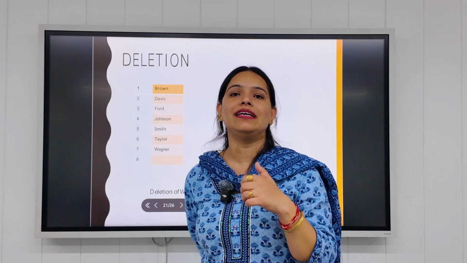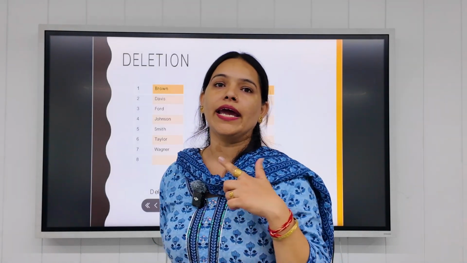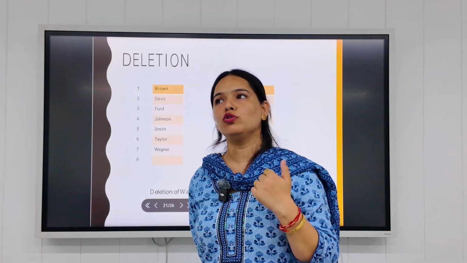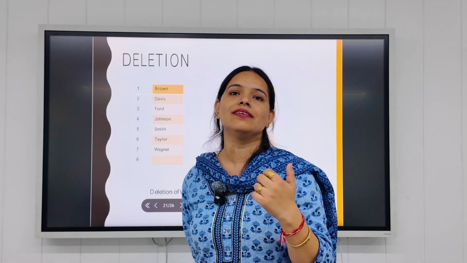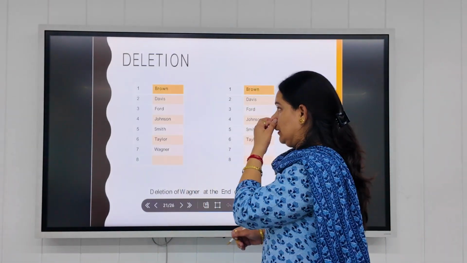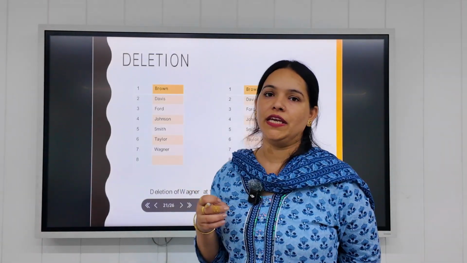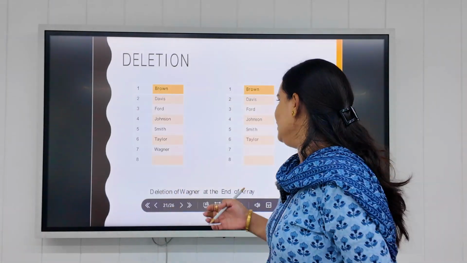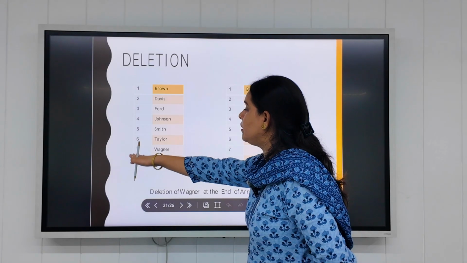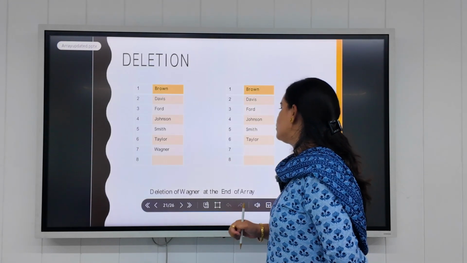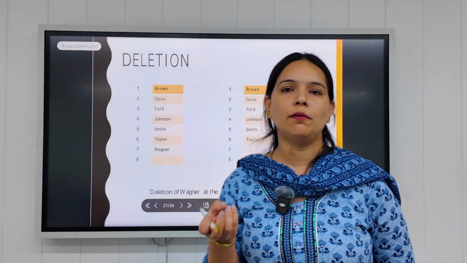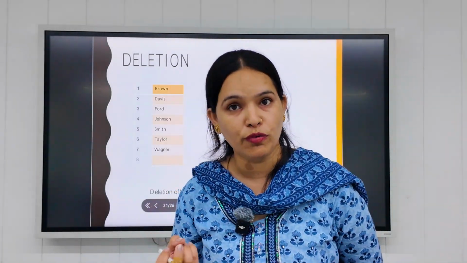We will perform deletion at the end location, at the beginning location, and at any specific location. You can also perform deletion in a sorted and unsorted array data structure. See what we will do in case of deletion. Like this, if I want to delete the value from index value 7, we will simply update the upper bound value.